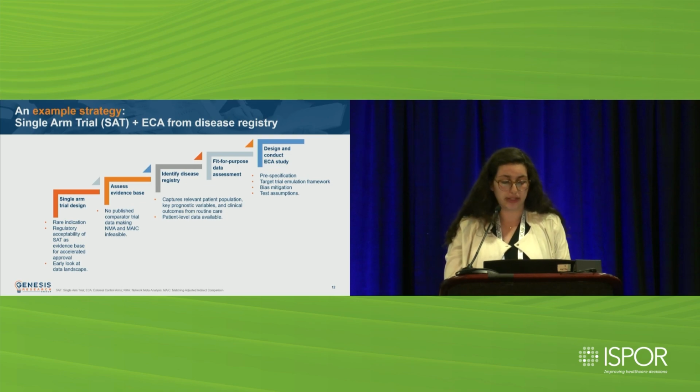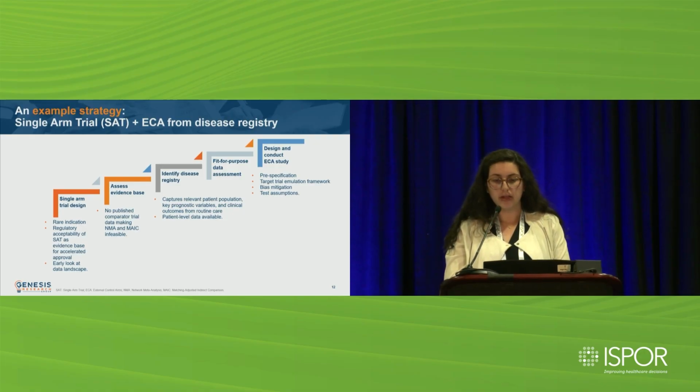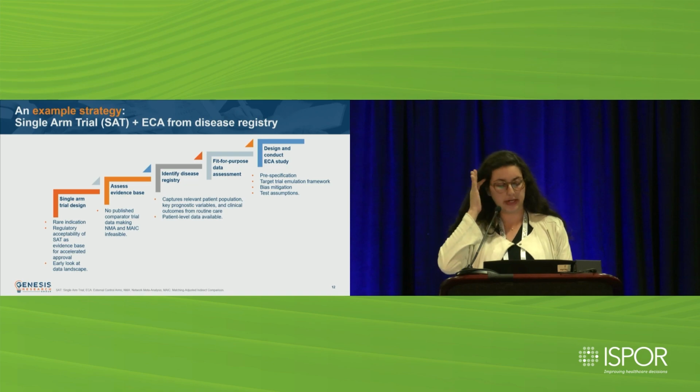Here, a disease registry is identified that captures patient-level data on key prognostic variables and clinical outcomes taken from routine clinical care, making it a viable external comparator data source. When designing the ECA, a transparent, pre-specified, and stepwise approach goes a long way towards building credibility with stakeholders. Frameworks like target trial emulation can be used to help us work through some of the trickier concepts, like aligning time zero and endpoints across the trial and external data.